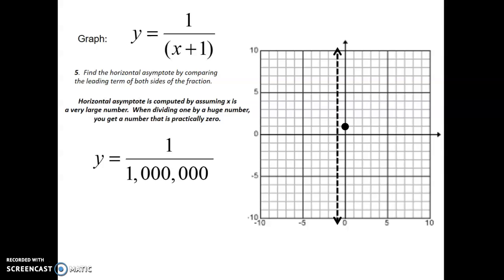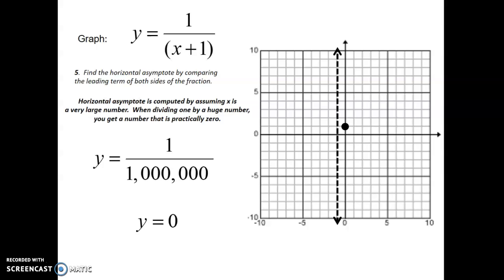In the other 2 examples that we had in part 1 of this video, the x's would cancel themselves out when you divided them because there was an x in each piece. In this case, there's no x on the top of our fraction. There's just a 1. So 1 divided by 1,000,000 or 1 divided by -1,000,000 is going to be a really small number. It's going to be really, really close to 0. So that's what we're going to say our horizontal asymptote is. When you have 1 over x, it's going to be really close to 0. So we're going to write our horizontal asymptote as y equals 0.